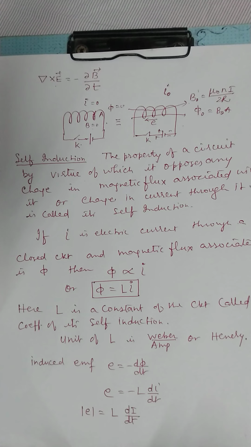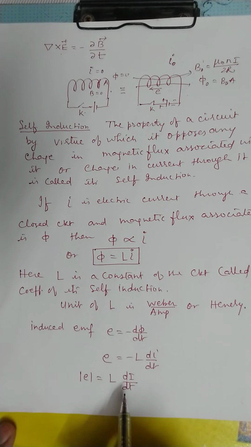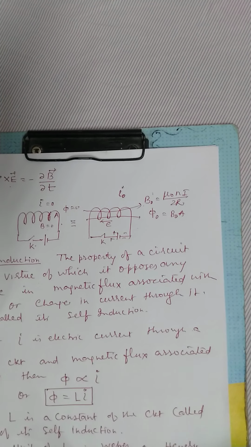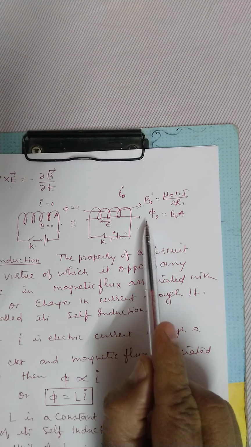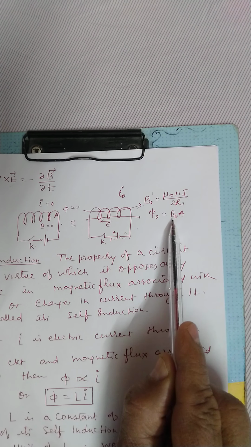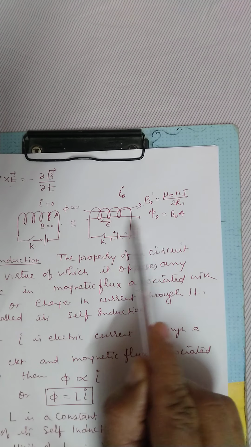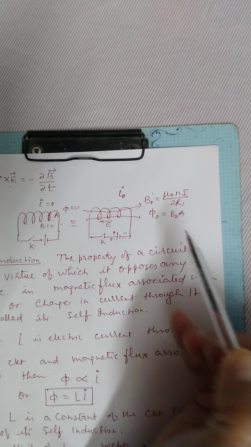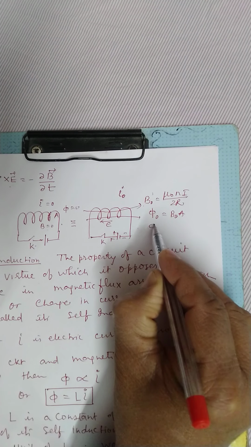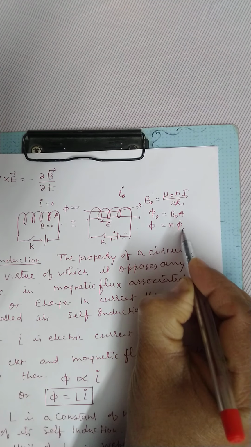Here the induced EMF has a magnitude L di by dt. One thing I would like to explain here, that this is the magnetic flux associated with each turn. If you are asked to write down the total flux associated with the coil, then you would write phi equals number of turns multiplied by phi 0.